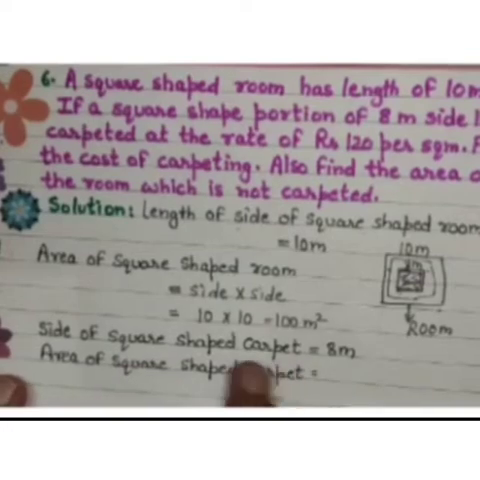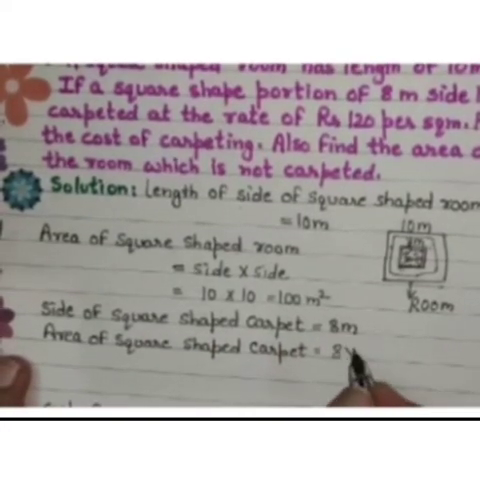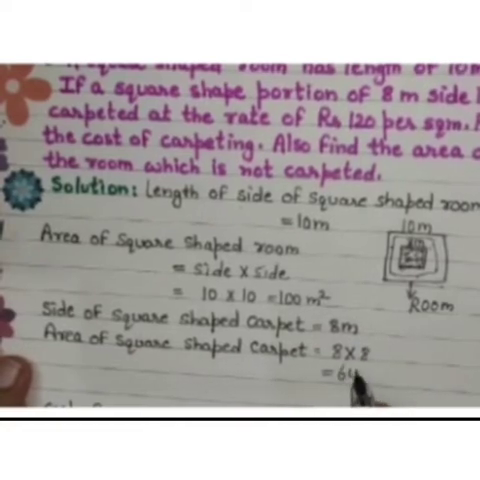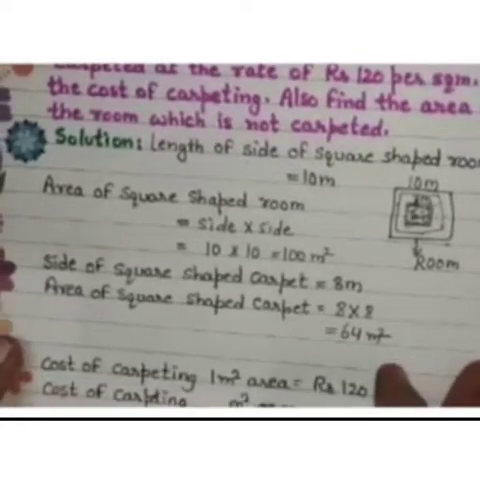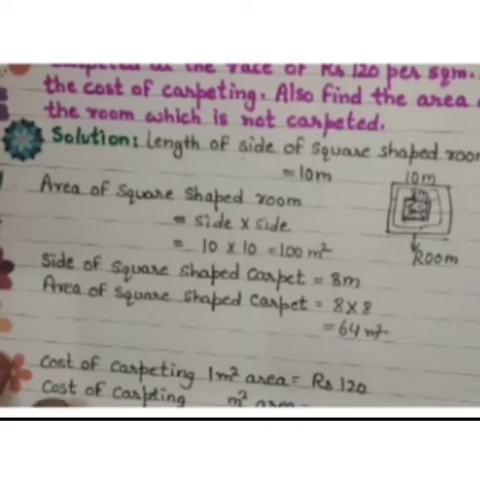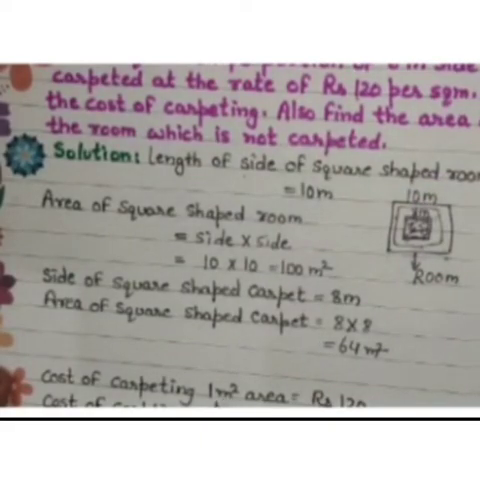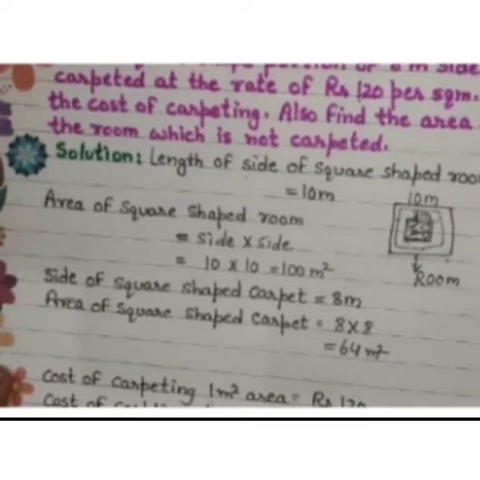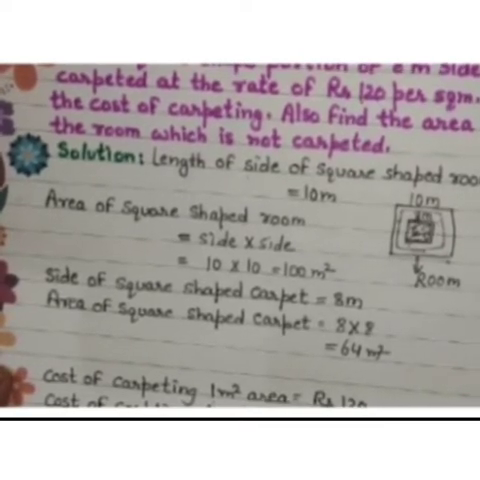Now, side of square shaped carpet is given 8 meter. On multiplying 8 by 8, we get 64. 64 meter square is the area of square shaped carpet. Now, in this question, we have to find the cost of carpeting also. We have given cost of carpeting 1 meter square area is rupees 120 and area of carpet we find 64. On multiplying 120 by 64, we will find the cost of carpeting.